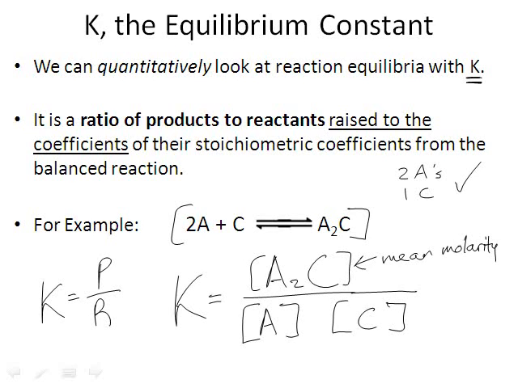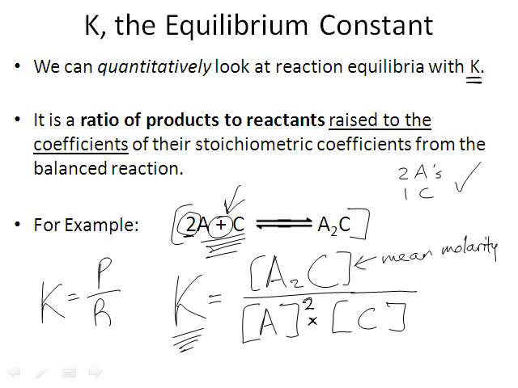Here comes the last bit. Now, up top in the reaction, there's a plus sign between the A and the C. When you get to your K expression, there's no plus sign in between your A and your C. Instead, I'm going to be multiplying these. So they're multiplied together.